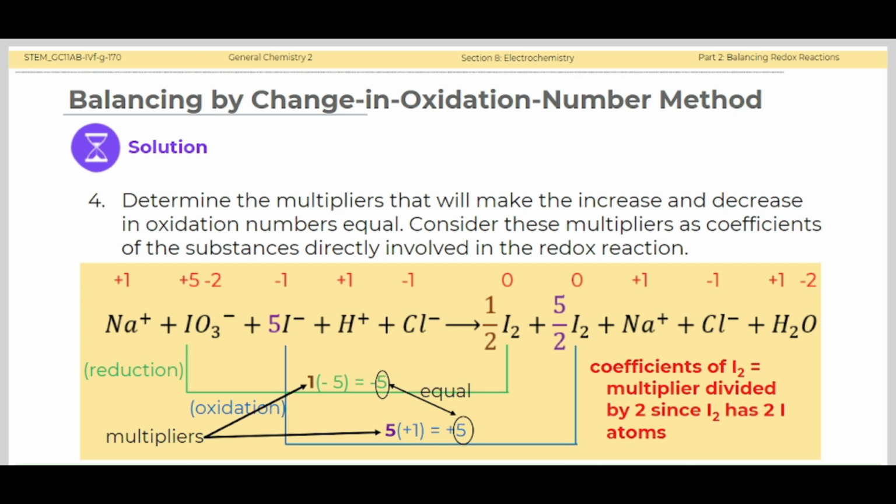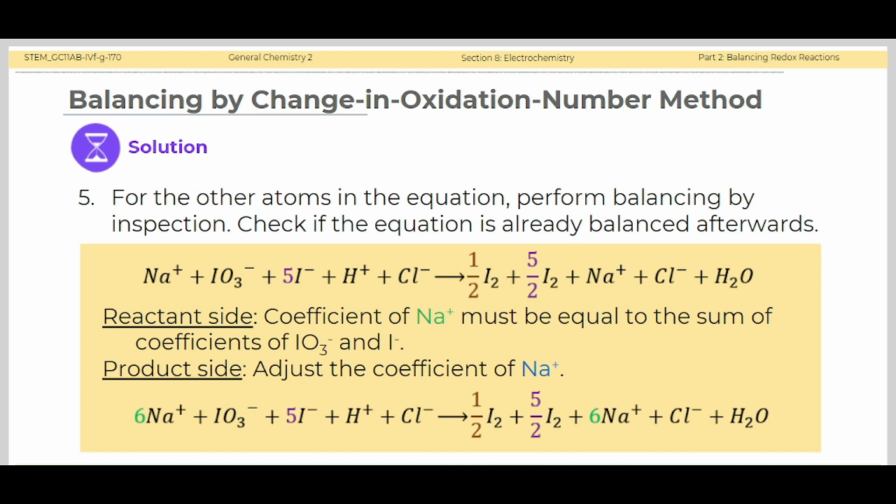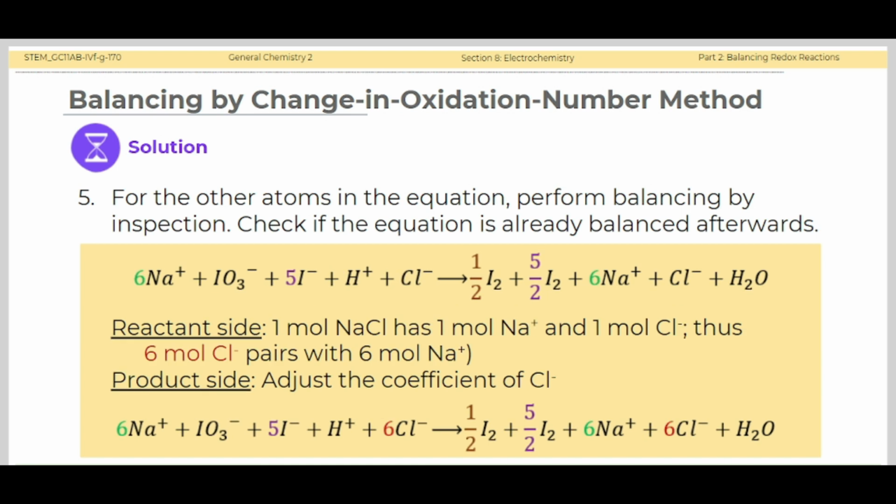We are looking into changes in oxidation numbers per atom. So the coefficients of diatomic iodine must be the multiplier divided by 2, since diatomic iodine has 2 iodine atoms. Hence, the coefficients are 1/2 and 5/2 for the first and second diatomic iodine respectively. Solution number 5. For the other atoms in the equation, perform balancing by inspection. Reactant side, the coefficient of sodium ion must be equal to the sum of coefficients of iodate and iodide ions, which is 6. Product side, adjust the coefficient of sodium ion to 6.